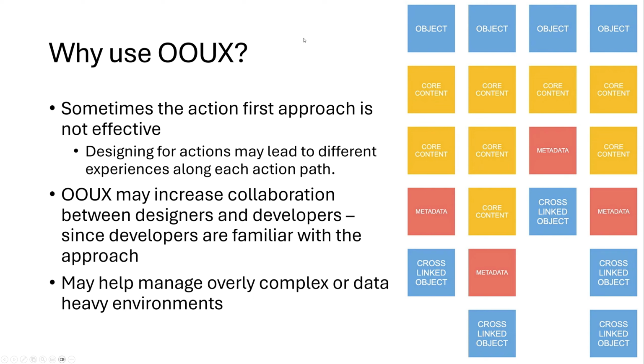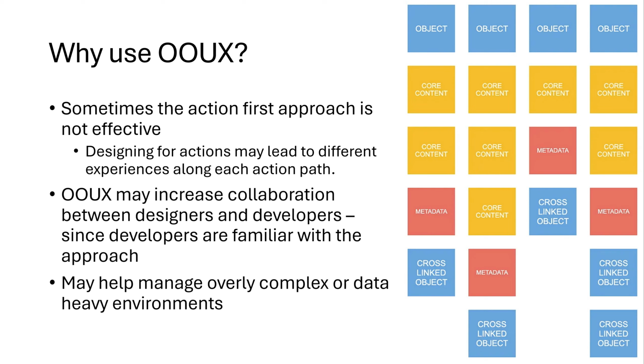So why would you use object-oriented UX? Sometimes the action first approach is not effective. We talked about that. So you may get different experiences. You may miss core connections. Again, it's one of those things of we want the user to guide design at every step of the way, which a lot of times involves fighting our own assumptions. And when we take an action first approach, we are making an assumption.